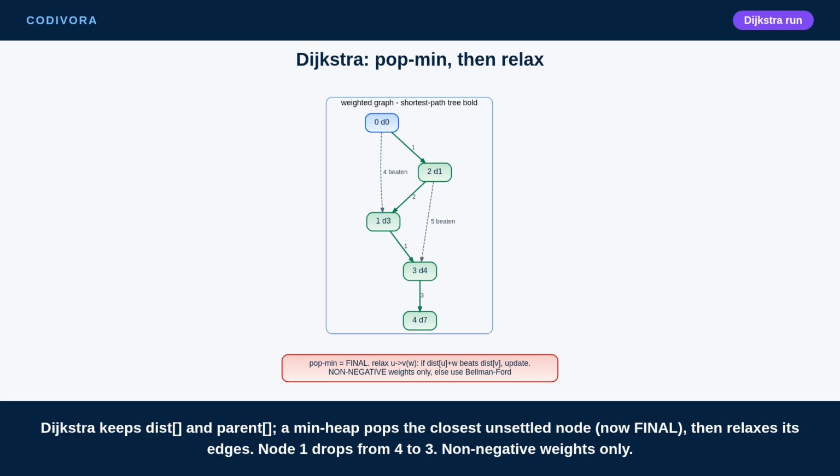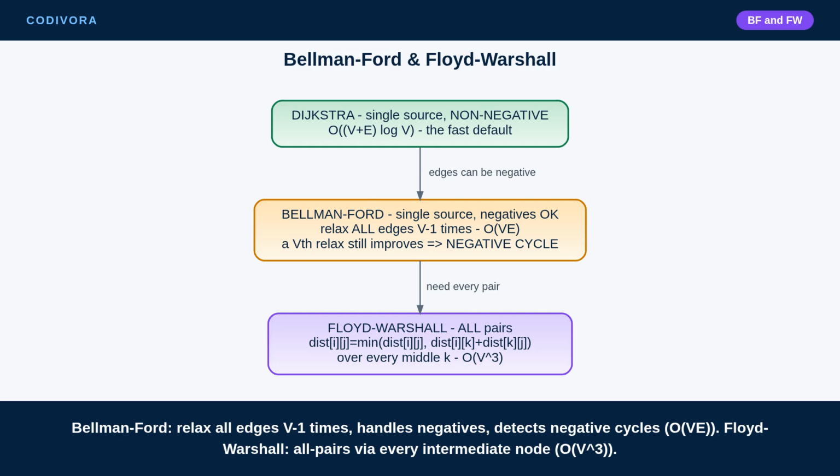And here is the honest limit. Dijkstra assumes finalized nodes never improve, so a negative edge would break it. For negatives, use Bellman-Ford. Two more shortest path tools for when Dijkstra does not fit. Bellman-Ford handles negative edges. It relaxes every edge V-1 times, because a shortest path has at most V-1 edges. If one more sweep still improves something, there is a negative cycle. It is slower, order V times E, so only reach for it when weights can be negative.